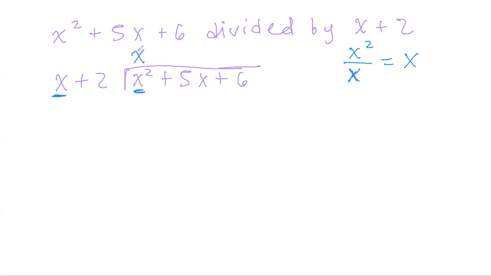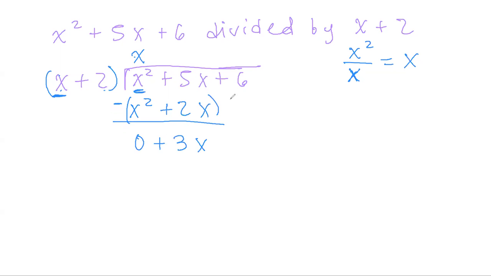So at this point, I'm going to multiply x with the x plus 2. So I'm going to multiply x with this whole thing, x plus 2 here. So I have x squared plus 2x, you see? So all I did was multiply it with each term. And just like with regular division, I subtract. So I have 0 plus 3x. And then I drop down my 6.